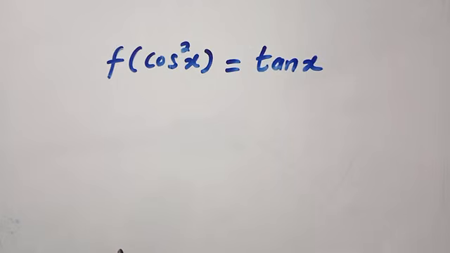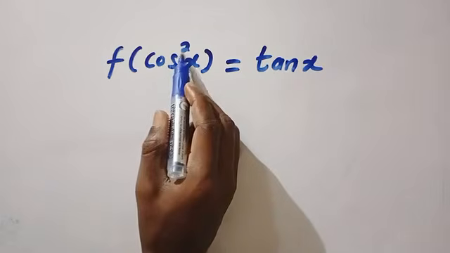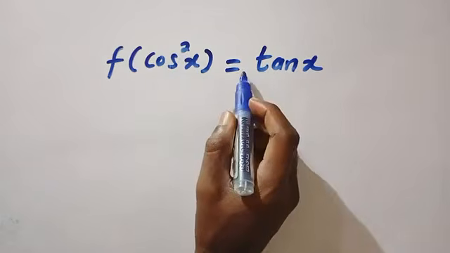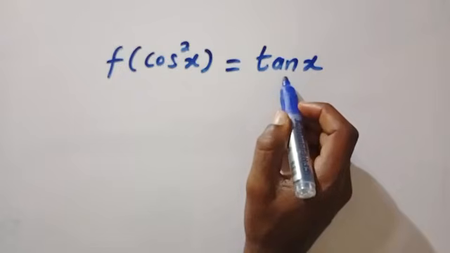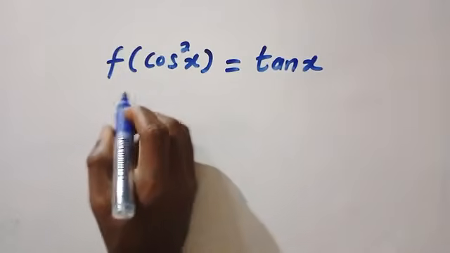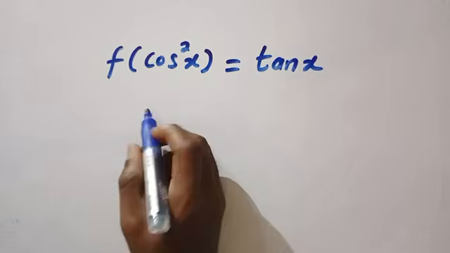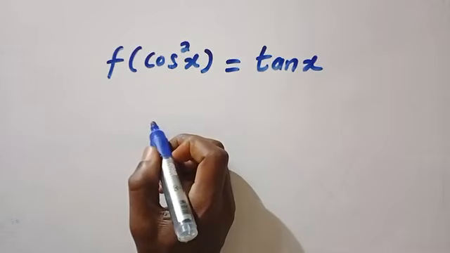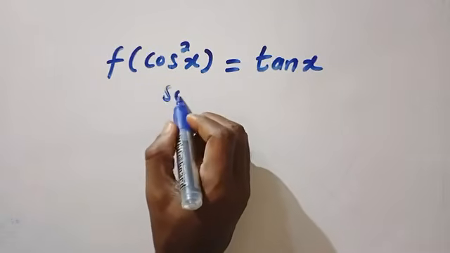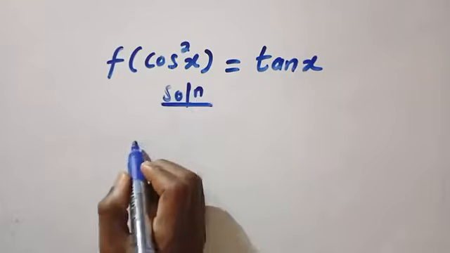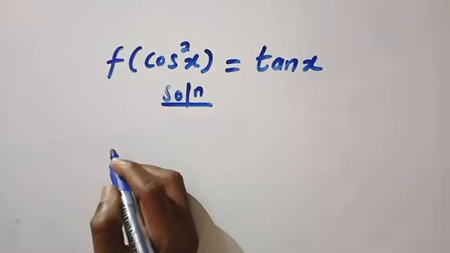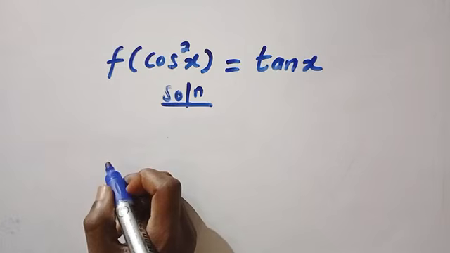Here we have an interesting functional equation. We have f of cos squared x equals tan x, and our aim is to find f of x. So to solve that, let's consider the solution step by step on how to solve this.